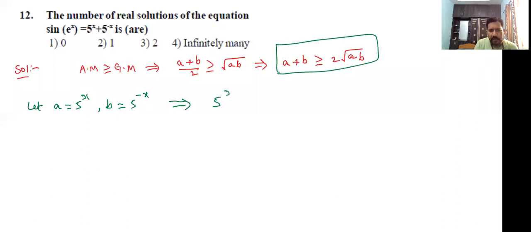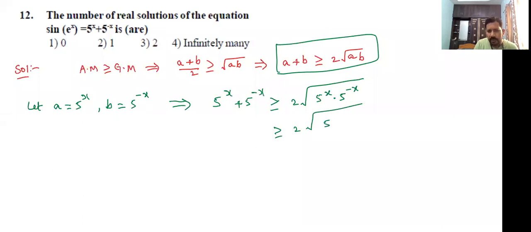Then what we get? 5 power x plus 5 power minus x is greater than or equal to 2 root of 5 power x into 5 power minus x. Here the bases are equal, so the powers add: x minus x is 0. 5 power 0 is 1, root 1 is 1, 1 into 2 is 2. So 5 power x plus 5 power minus x is greater than or equal to 2.